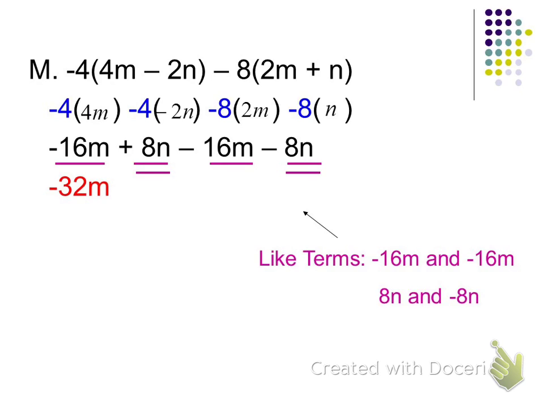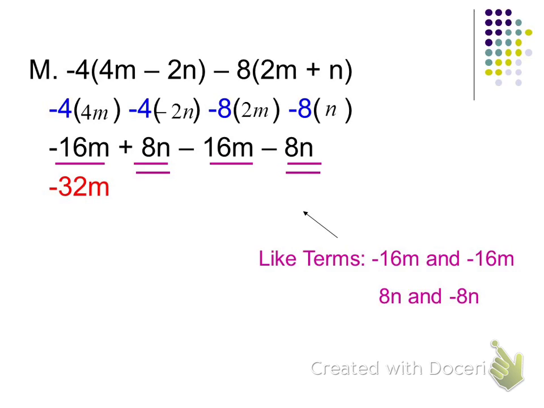Now, what happens to my n's? They go away. 8n minus 8n is 0n. You don't write plus 0 on the end of a problem. If the answer was 3, you wouldn't write like 3 plus 0, right? That'd be silly. So just leave this negative 32m. Any questions? Hold on, don't put your notes away yet.